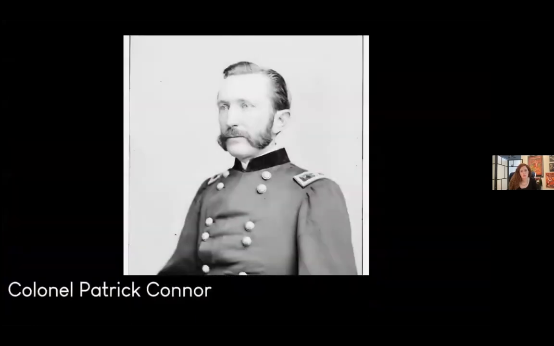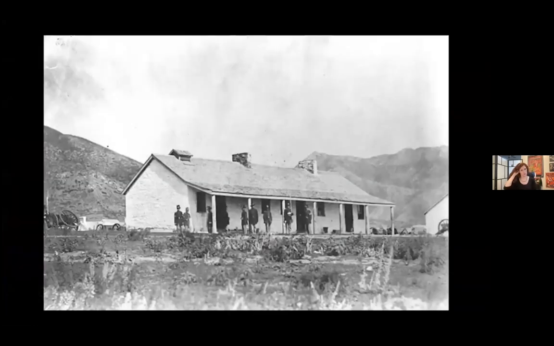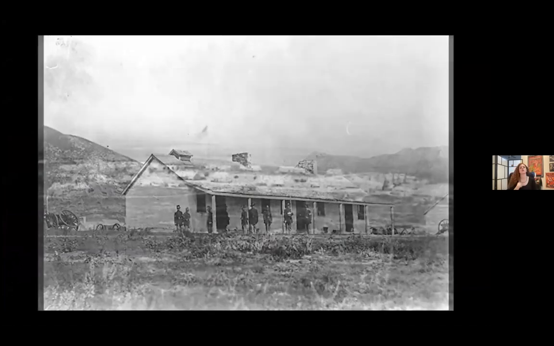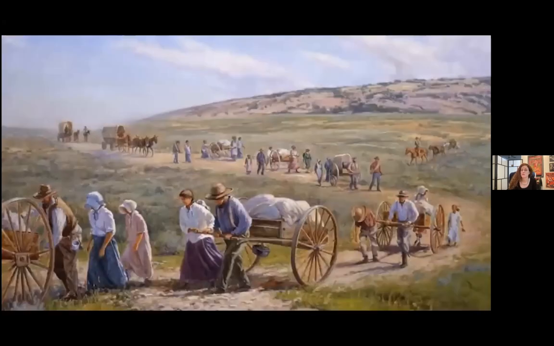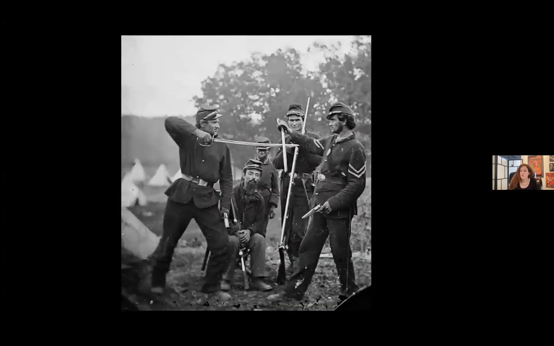In 1862, Colonel Patrick Connor and his Union troops, stationed at Fort Douglas in the Utah Territory, had the duty to protect the mail route from Native American attack and to keep an eye on Mormon settlers, whom mainstream Americans distrusted. Connor was known to be itching for a fight. They wanted the glory of fighting in the Civil War, and instead they get posted in Utah.